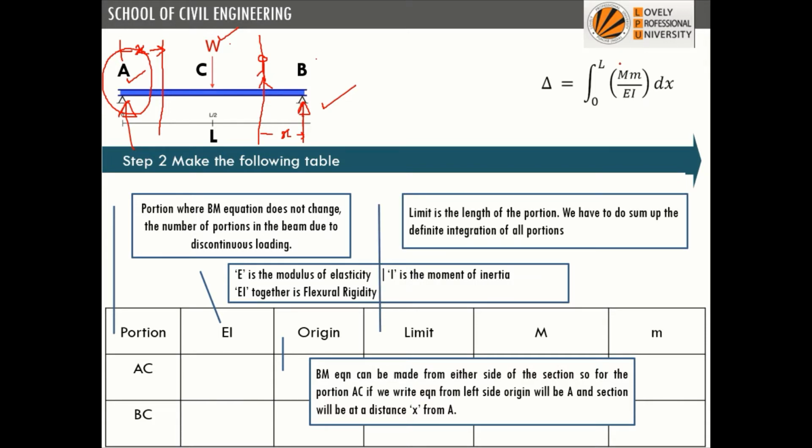And you see that we have to integrate everything from 0 to L. So the limit is the length of the portion. Suppose we are considering portion AC. What is the length? It is L by 2. So the limit we will write is 0 to L by 2. And for BC again the length is L by 2.